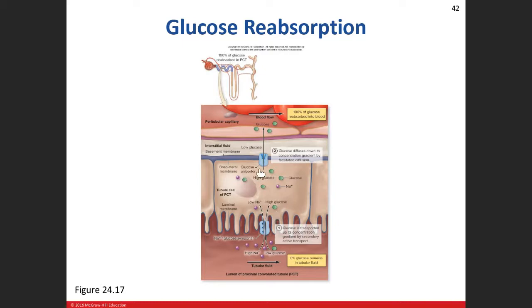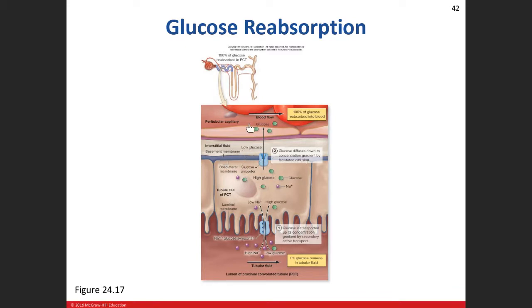So our glucose now is in a higher concentration here inside the cell compared to the interstitial fluid on the other side of that cell membrane. This is the luminal surface here, in the proximal convoluted tubule. And then you've got what we call the basolateral membrane surface here. That's the bottom of the cell.